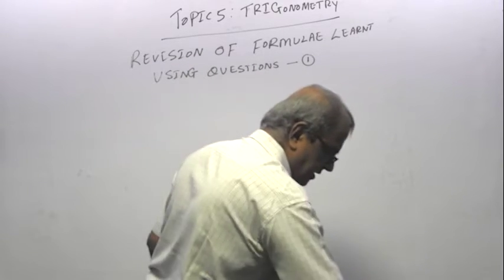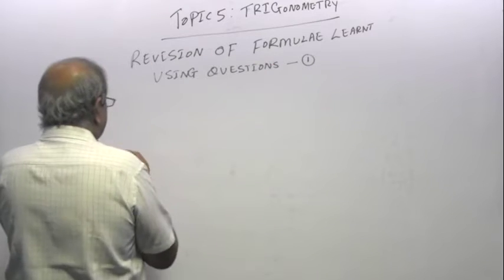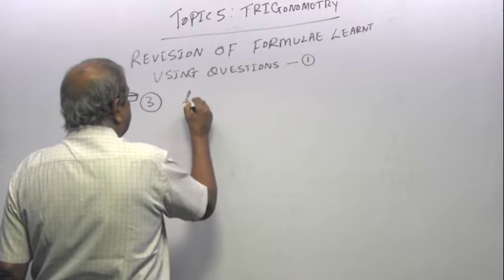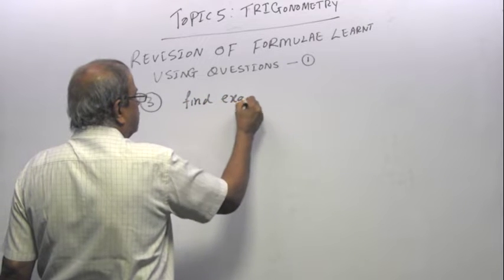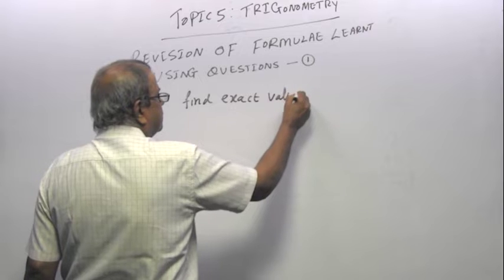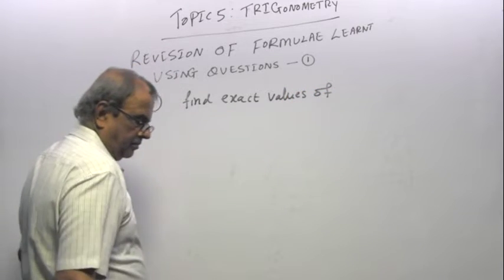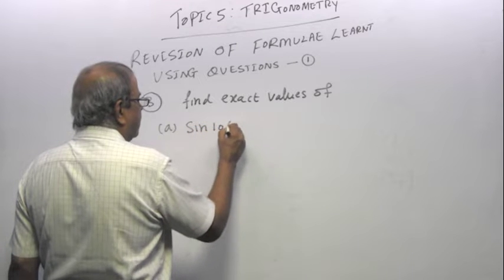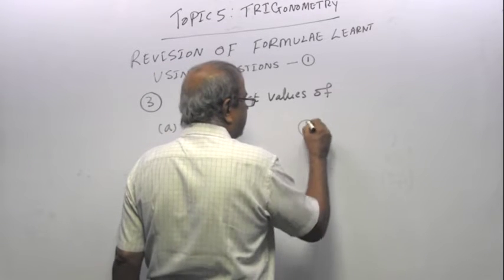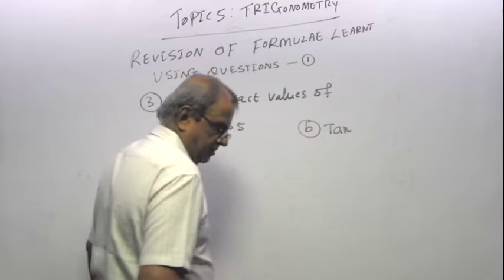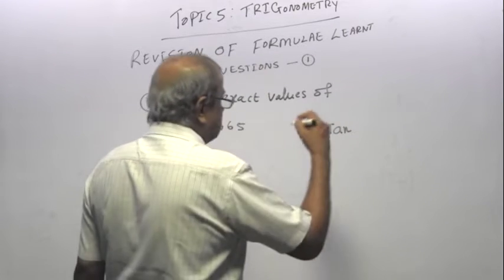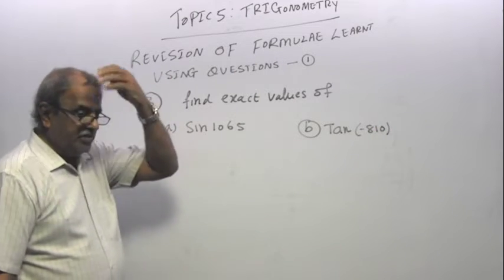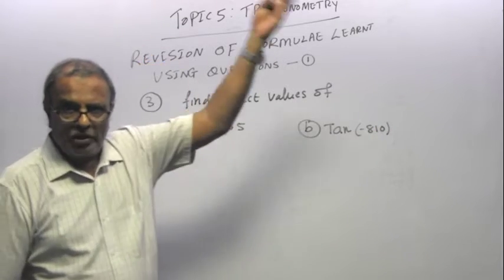Let's look at another question. This you might find as a part of some work. Find exact values of part A, sine 1065, part B, tan minus 810. Well, the purpose of this is to revise how to find ratios of angles more than 90.